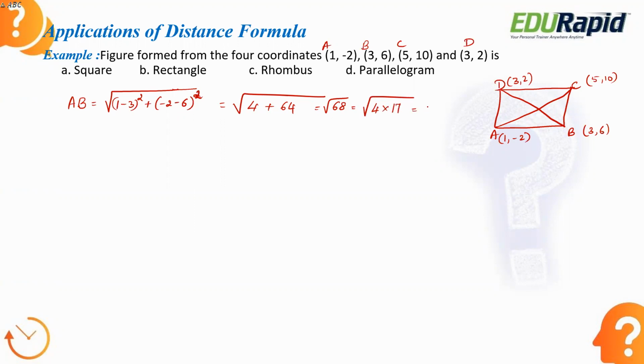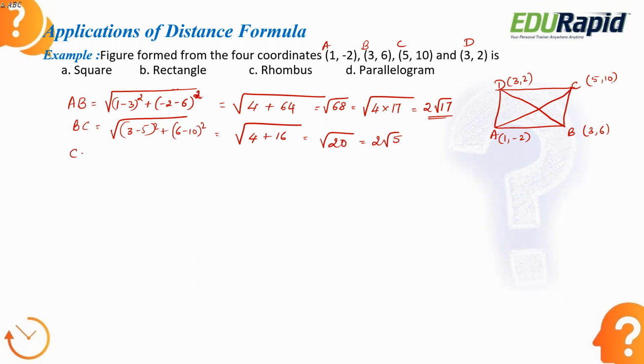17 fours are 68. So I can write 2 root 17. Similarly, I'll have to find for BC. So BC would be 3 minus 5 whole square plus 6 minus 10 whole square. So it is 2 square is 4 plus 4 square is 16. So I get root 20, which is equal to again 2 root 5. And then CD would be 5 minus 3, 2, that is 4, plus 10 minus 2 is 8, that's 64, is equal to root 68. So I can write it as 2 root 17.